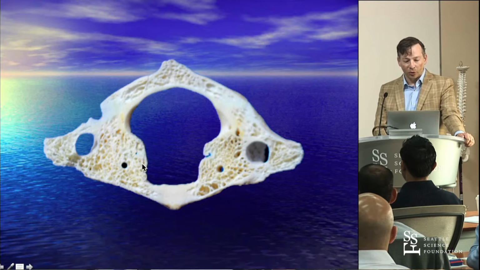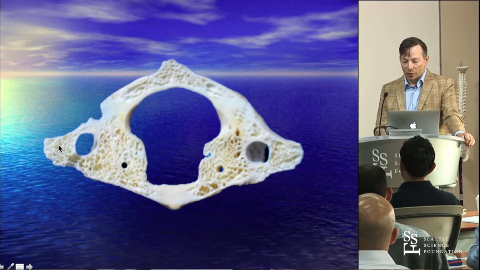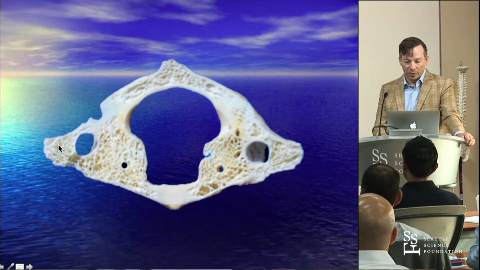This shows you the cortical construction with an axial section through C1. As I told you, the anterior arch has more cortical bone. The posterior arch has a mixture. Lateral masses are mostly trabecular, and then we see trabecular bone extending out into the transverse processes.